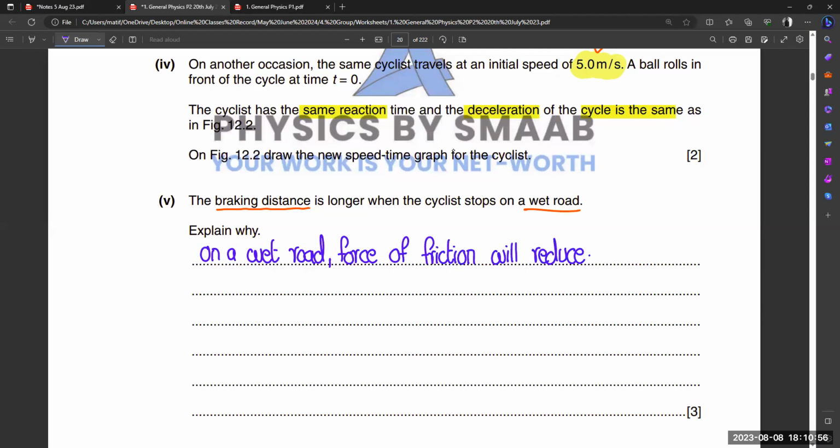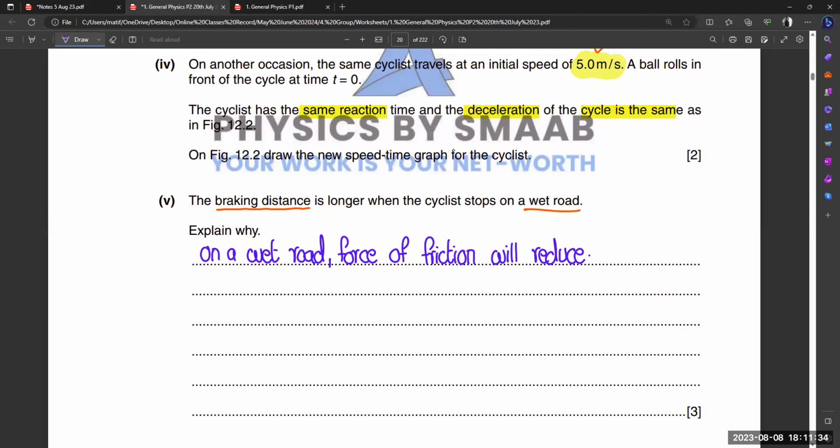And what are the other factors, or how do we explain why the braking distance is longer? One more thing, because there is a graph in the question, in this type of question you may also explain in terms of the graph. Let's suppose we take the reference from the graph, so it will take more time to stop, right? Because in this question the cyclist stops after a short interval of time, but on a wet road it will take more time. When the cyclist takes more time, will the gradient of the graph be more steep or less steep?